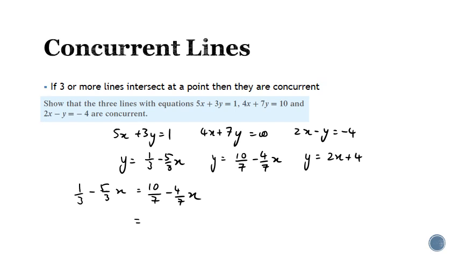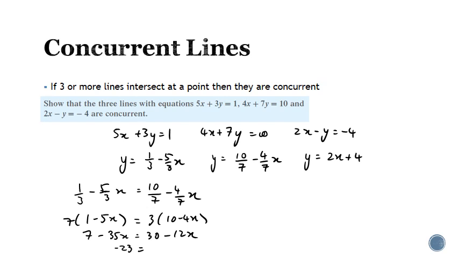Because one side's all over 3 and the other side's all over 7, I'm just going to multiply them across. So then we have 7 times 1 minus 5x equals 3 times 10 minus 4x. So we have 7 minus 35x equals 30 minus 12x. Putting them all on the same side, negative 23 equals 23x. So then x is equal to negative 1.